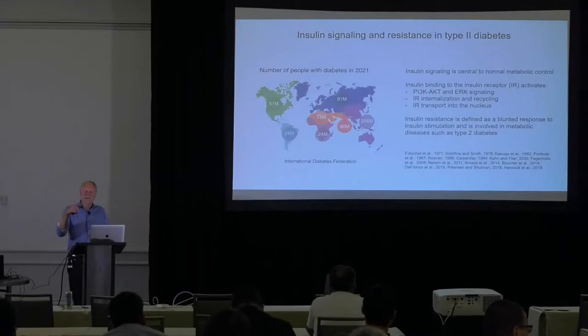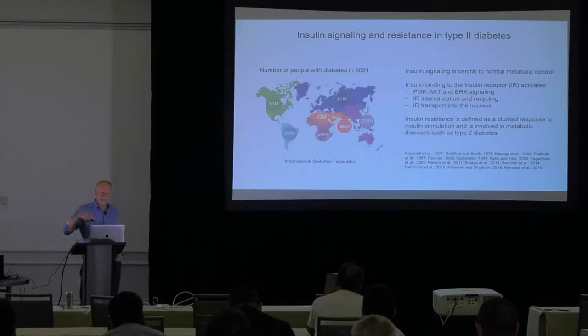It also, it is now known, transports into the nucleus, although until recently this is quite controversial. And so insulin resistance, which is the disease, is defined as a blunted response to insulin stimulation.